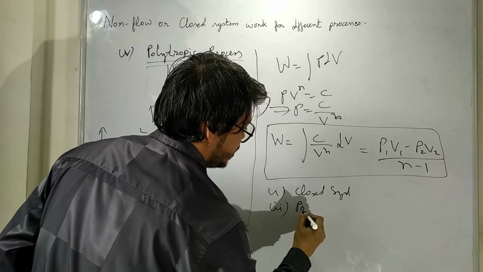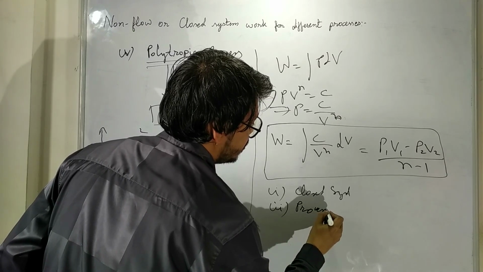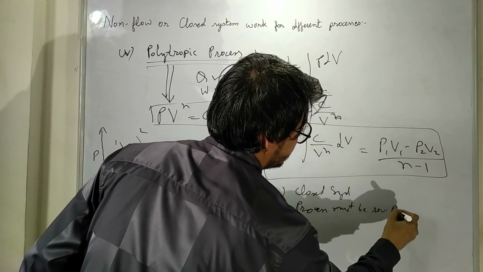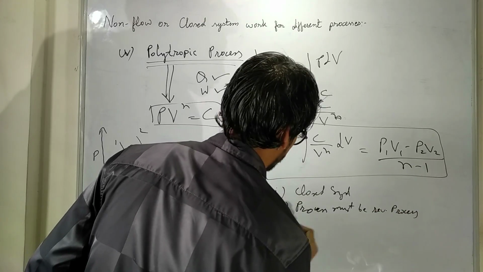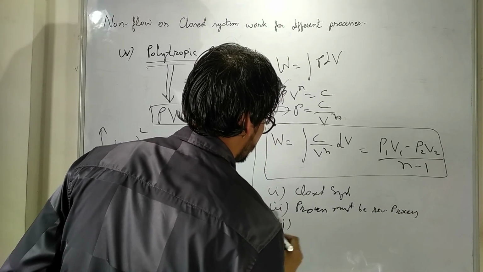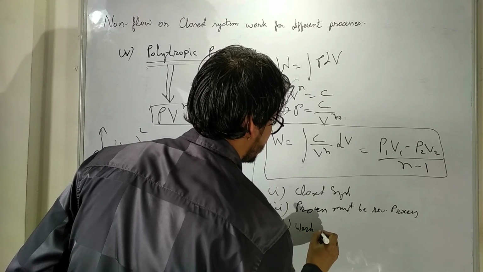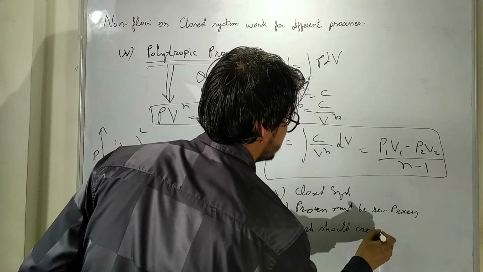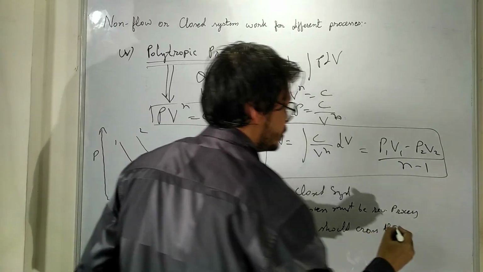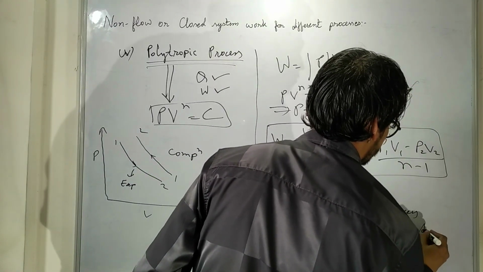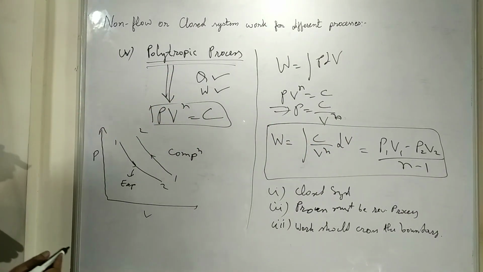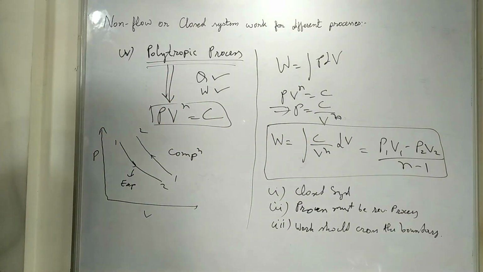The process must be a reversible process. And third, work should cross the boundary. This is the work done by a polytropic process: (P1 V1 minus P2 V2) by (n minus 1).